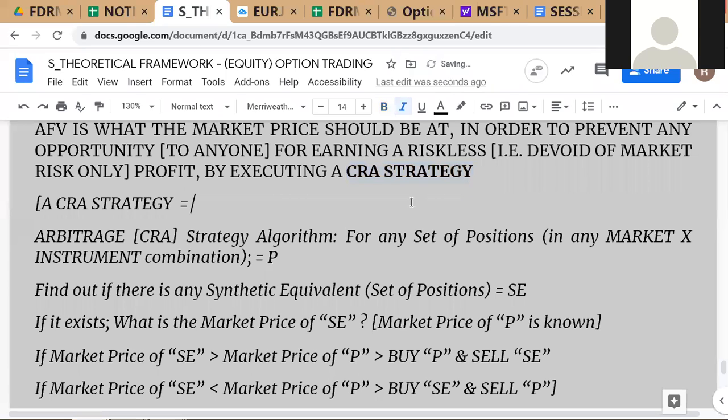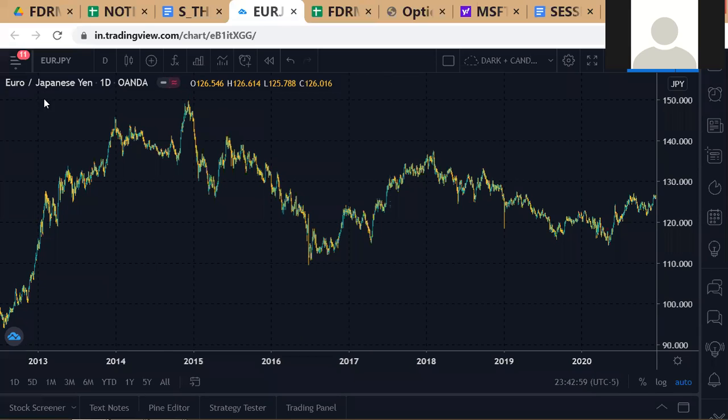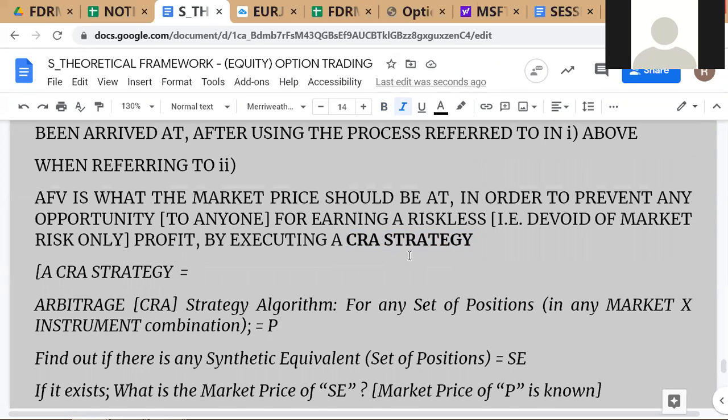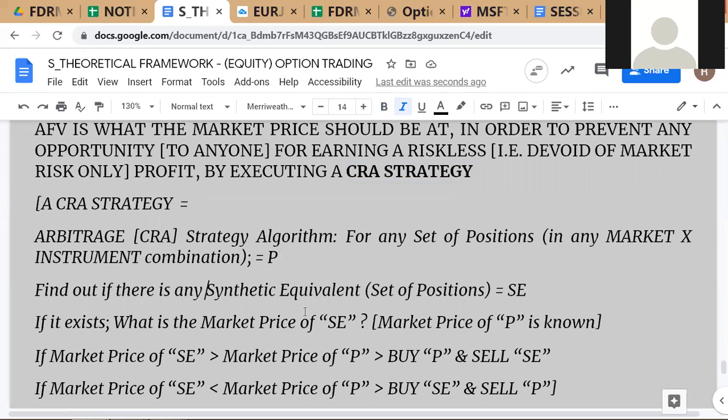Can I think of a synthetic equivalent for this particular market, for this asset? Can I think of a synthetic equivalent for the euro yen? If I can, then fine. Only then can I execute a CRA strategy. If there is no synthetic equivalent, there's nothing you can do.